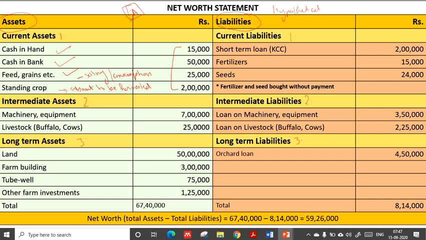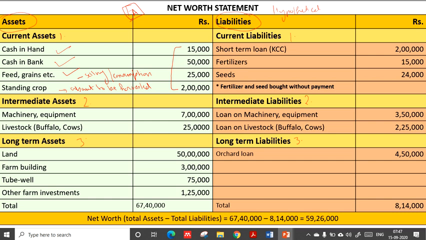Okay, and this is the value that the farmer, let's say this is the net worth statement of farmer A. Farmer A has these current assets, and this is the value. He has 15,000 in cash, 50,000 in bank, 25,000 worth of feed and grains, and standing crop worth 2 lakh rupees.